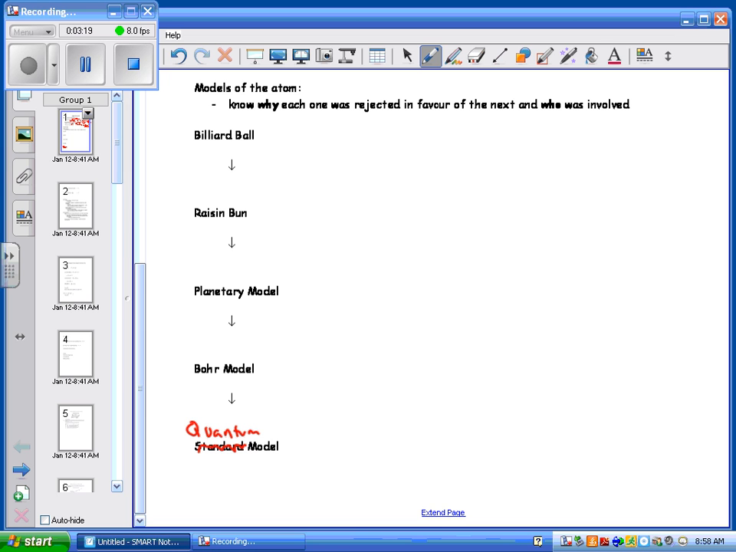The billiard ball model is Dalton, and that was the one that had been in place for about 150 years before it was rejected. It basically said the atom is indivisible. The atom is the smallest form of matter.